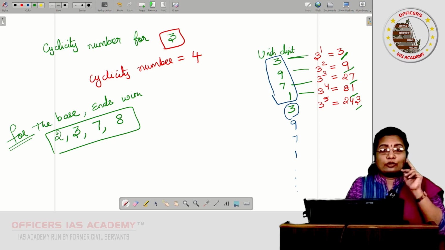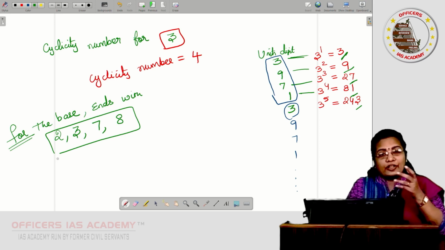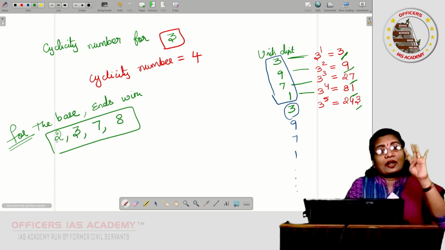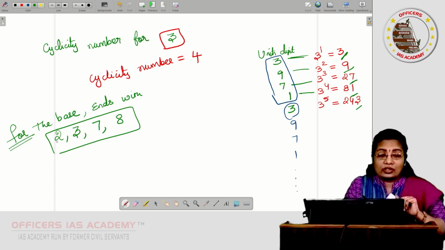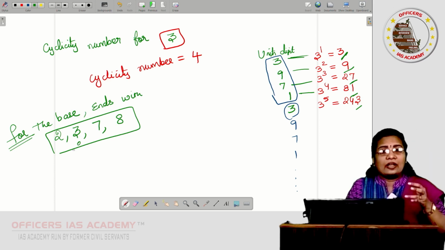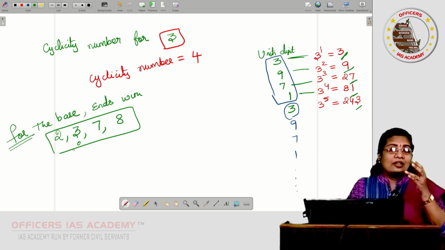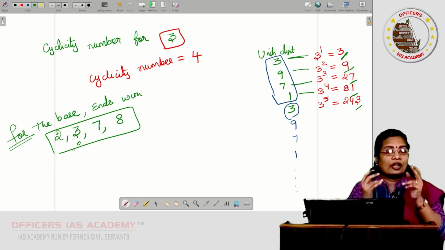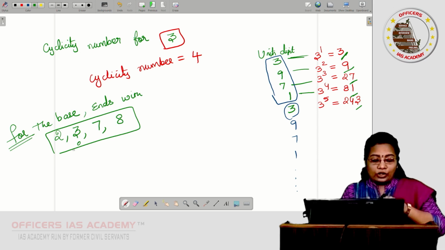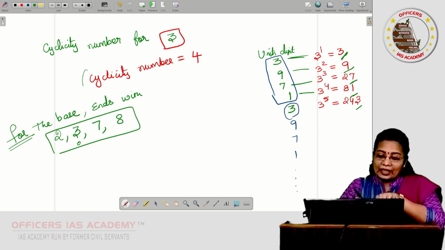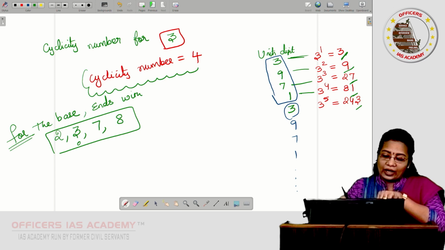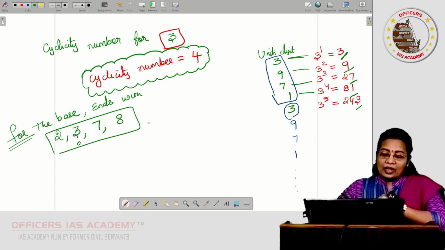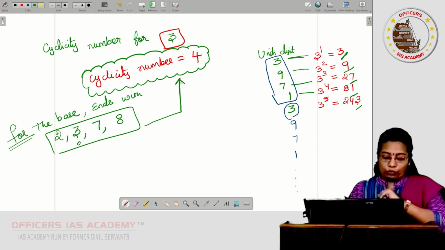So not only 2, 12, 32, 15,972 may be the base. For that base you can apply: the cyclicity number is 4. For 3, not only 3, 13, 23, 93, 273, 18,543, like that value, whatever the power, you can apply the cyclicity number is 4. Similarly for 7 and 8. For 2, 3, 7, 8, the cyclicity number is going to be 4.